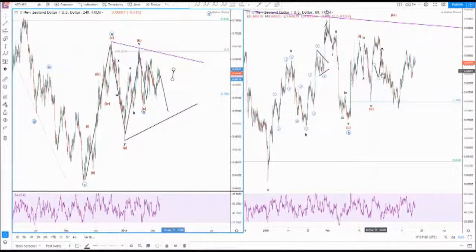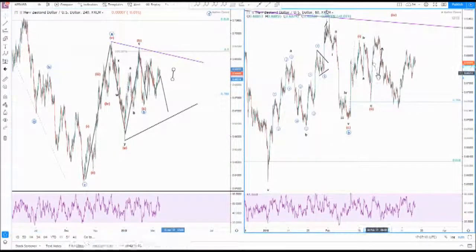My counts are also a bit of a mess right now. A lot of this stuff just isn't required, and I think there's not really much point trying to count these internal waves at this stage, just because we're sideways and chopping around. I think we just have to look at the longer term structure, which is strong wave up, sideways chop, and we're looking for another strong wave up.